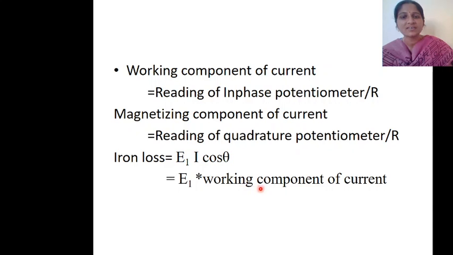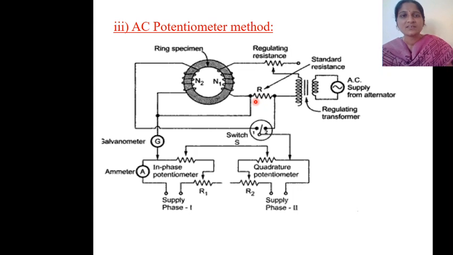So E1 into the working component of current, whereas the working component of current is equal to the reading of the in-phase potentiometer divided by resistance. By that you can calculate the iron losses using the potentiometer method. So these methods are nothing but the AC magnetic testing. This AC magnetic testing is used to measure the core losses, that is iron losses. These iron losses can be determined by three methods: one is the wattmeter method, second is the bridge method, and the third is the potentiometer method.